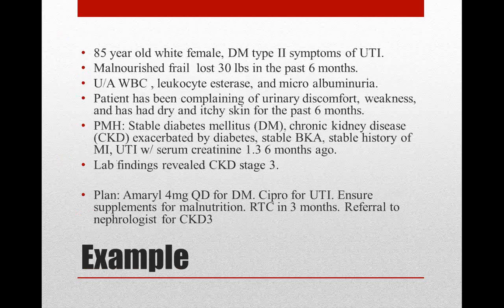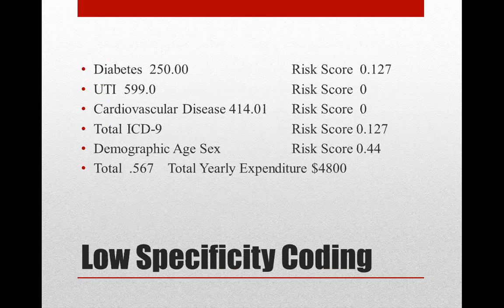So let's look at a couple quick examples here. 85-year-old white female, diabetes type 2, symptoms of a UTI, malnourished, she's lost 30 pounds, leukoesterase in the urine, microalbuminuria, complaining of urinary discomfort, dry skin, some past medical history there: diabetes, chronic kidney disease, BKA, MI, creatinine 1.3, you have lab findings revealing CKD of stage 3.